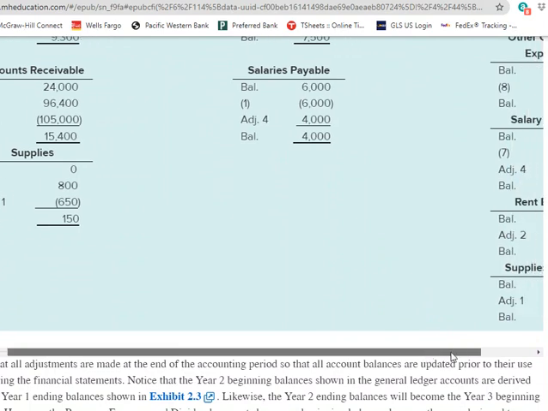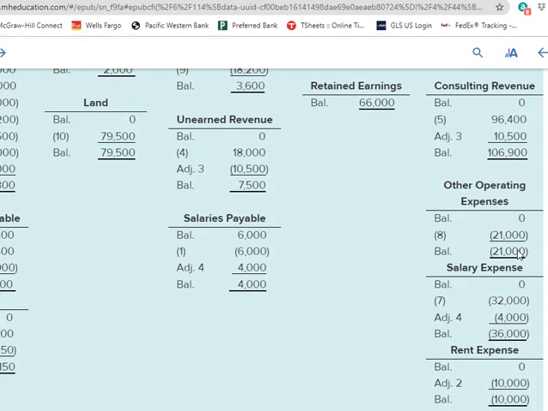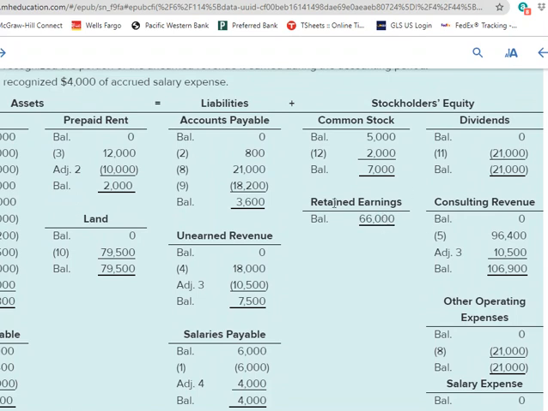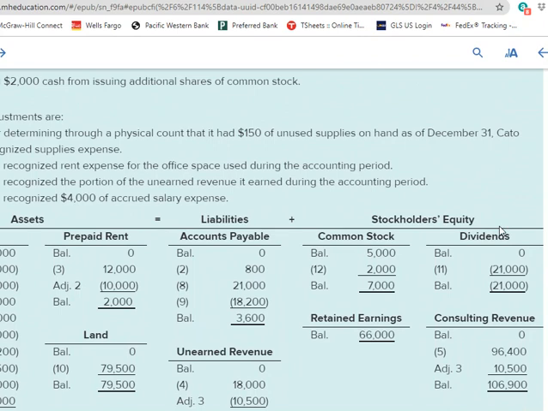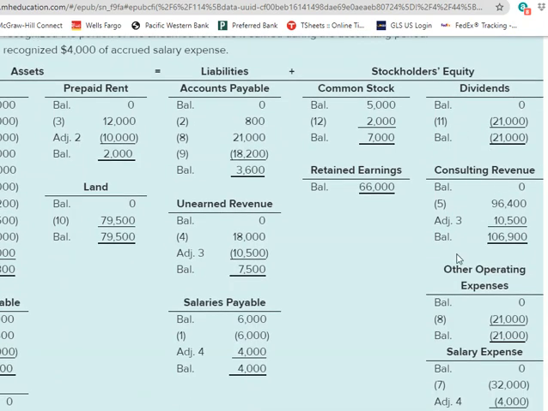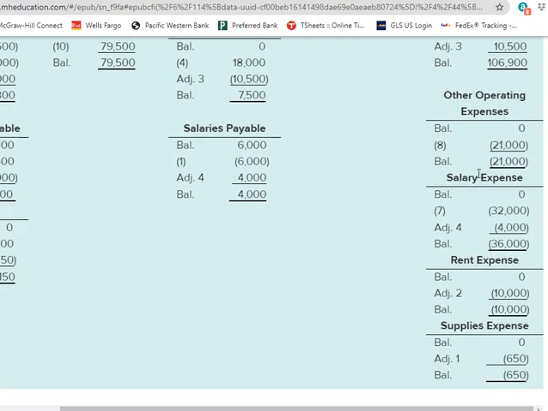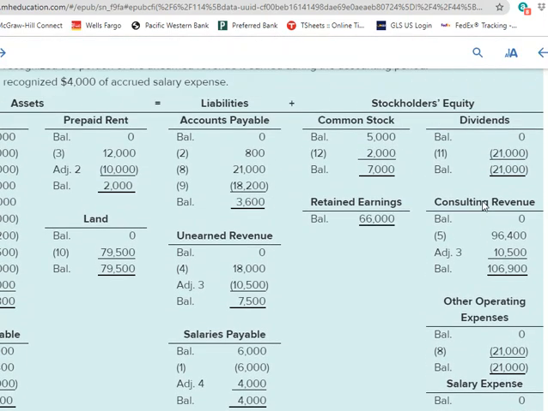What I really want you to pay attention to, if I go over to retained earnings, the only thing that has been entered directly into retained earnings is the beginning balance of $66,000, the balance that rolled forward from year one. Everything, revenue, expense, dividends, all those temporary accounts, they all have their own account where we're storing that data. So our dividends are here, and then we have consulting revenue, and then we have the rest of our expenses. So they've all been recorded in their individual temporary accounts.